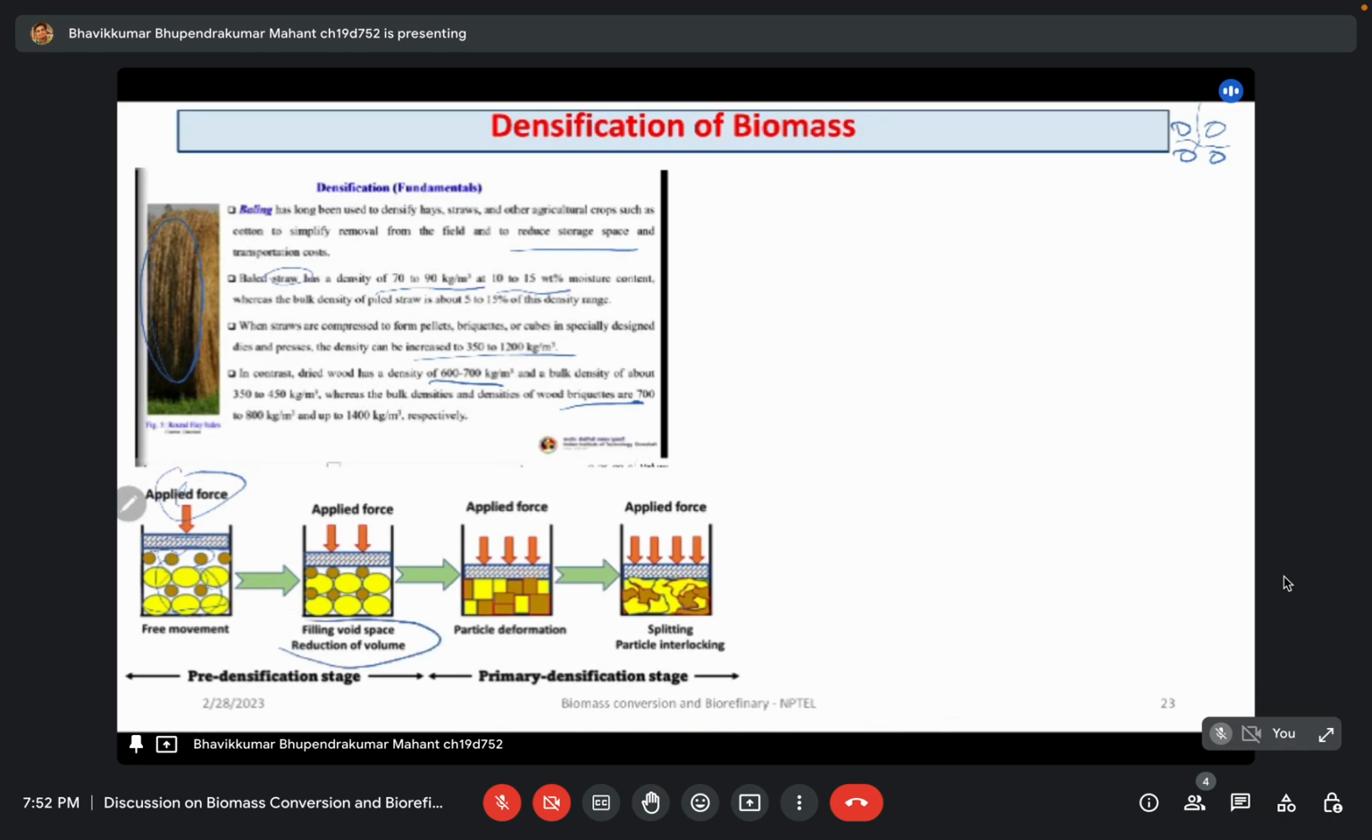So this is our biomass. You can see there are so many void spaces, and this is a piston kind of thing. You apply force above it, and it fills these void spaces and reduces its volume. If you apply force up to some limit, a predefined force value, then you will get particle deformation as well.